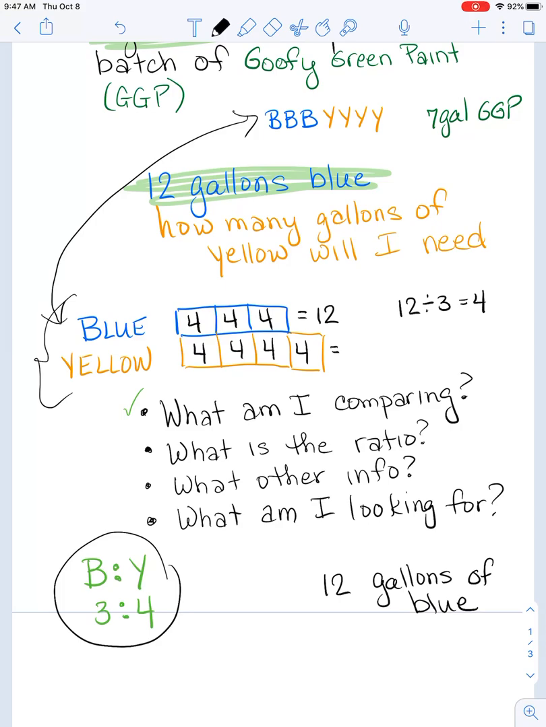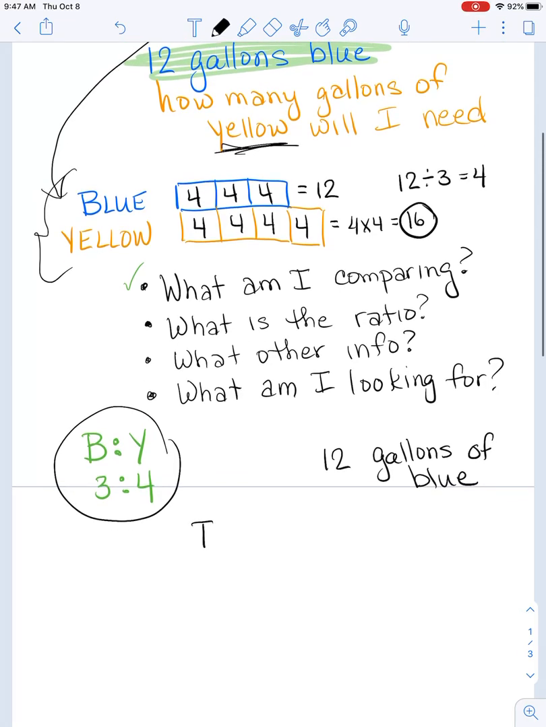And if you look, what do I have here? I have 4 boxes of 4, which would be 4 times 4, which is 16. And that is my answer, because what am I looking for? I'm looking for how much yellow. So I need 16 gallons of yellow. Okay, and that's one way to use a tape diagram.